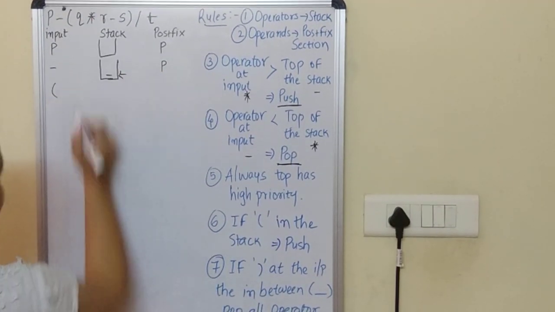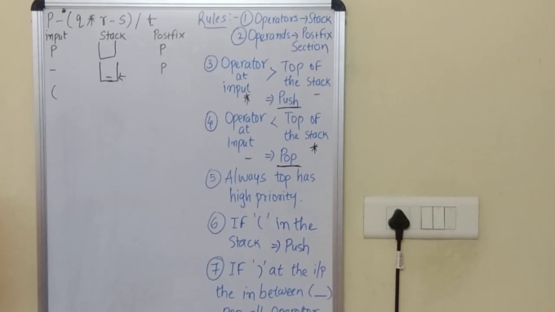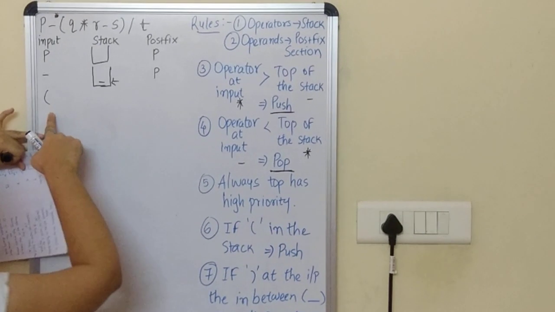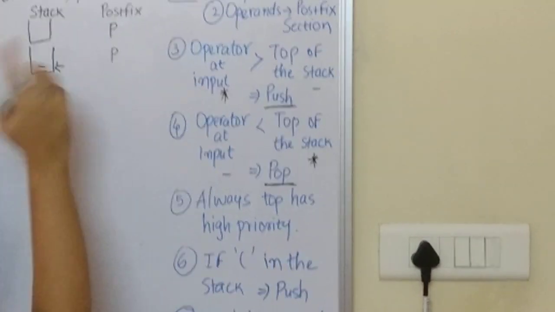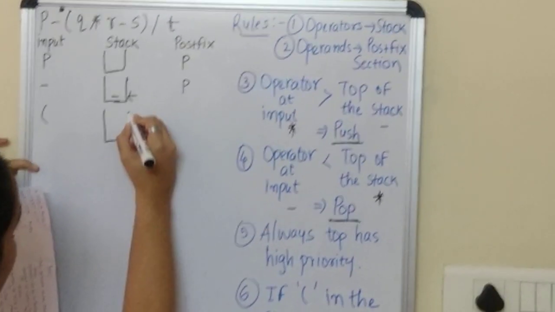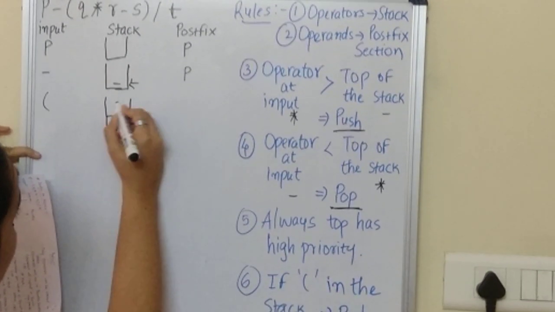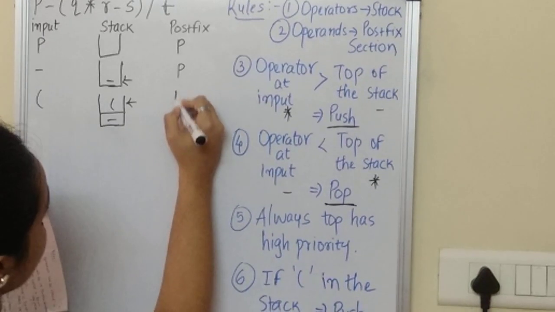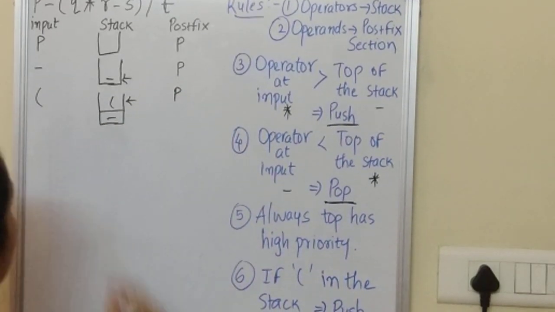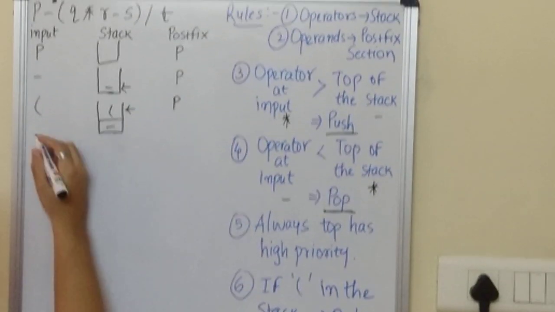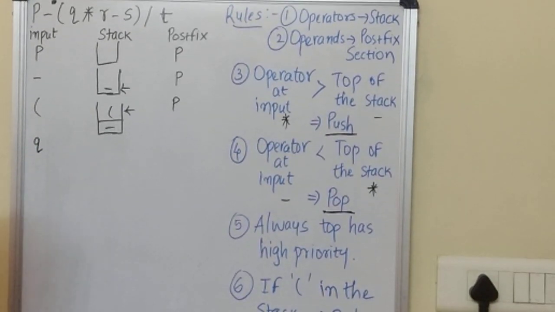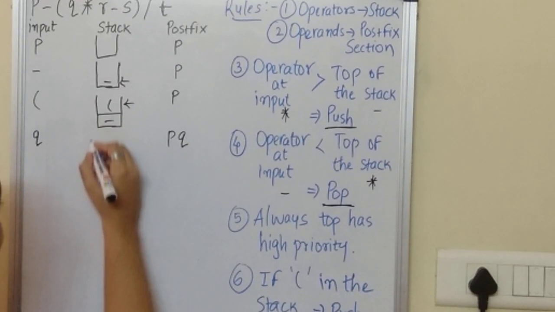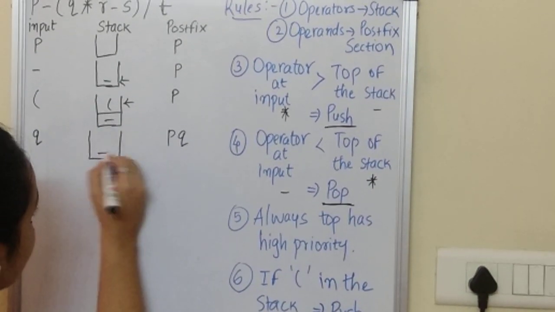After that, left parenthesis. Okay. So here I have to check the priority level. So left parenthesis has the highest priority. So I will directly push this into the stack. Minus and left parenthesis. The top will be indicated here, and this P will remain the same. Okay. After that, Q. So Q is my operand. So I have to put it into the postfix section, and the stack will remain the same.